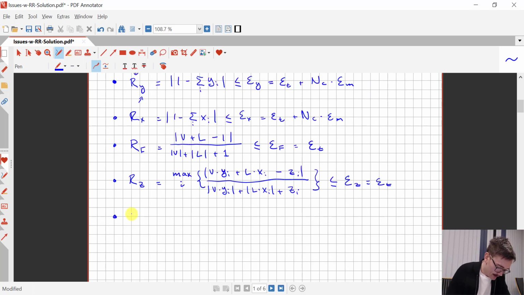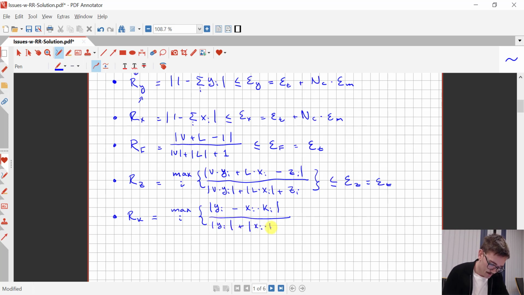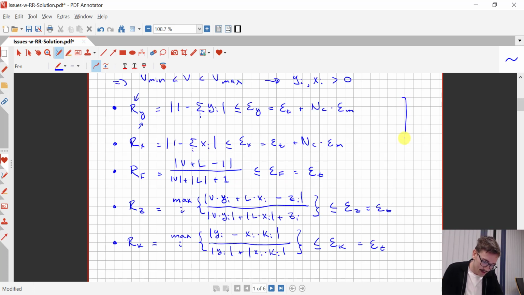And our constraint for the k values is going to be the maximum over all the compositions of the absolute value of (yi minus xi) times ki, divided by yi plus the absolute value of ki. And that has to be less than or equal to our threshold for the k values, which is just equal to our total threshold. So with these sets of tests, we can actually check if your solution has actually converged or not.